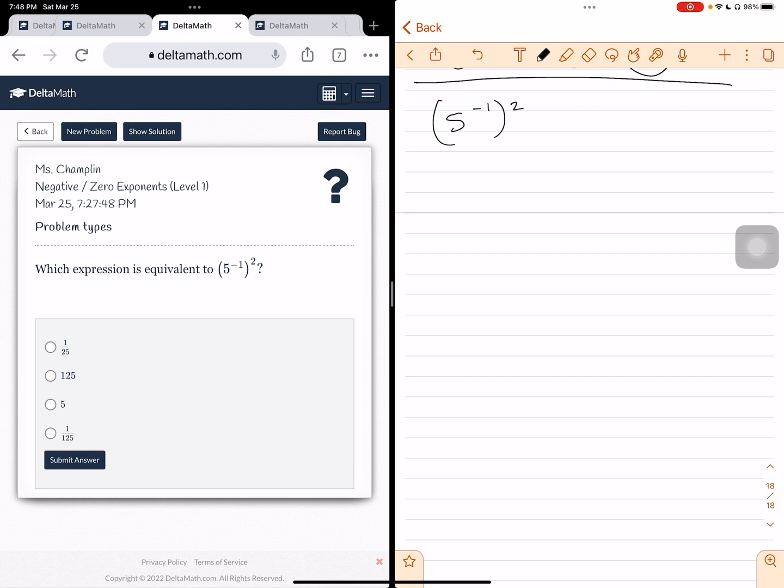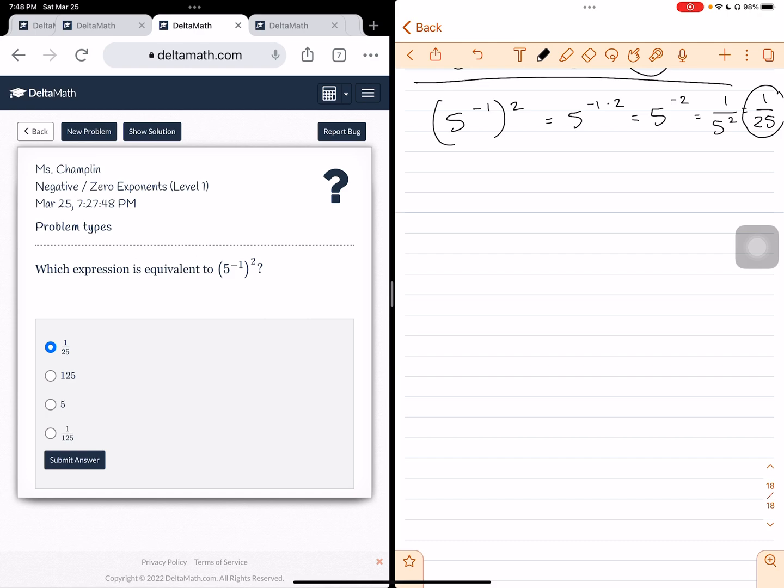First, you can use the power rule. So that means we're going to multiply negative 1 times 2, which gives us 5 to the negative 2 power. Now remember, we always have to have positive exponents. So to make this positive, we have to flip this to the denominator, just like that, and now it's a positive 5 squared, and the 2 is now positive. 5 squared is 25. So this one would be equal to 1 over 25.